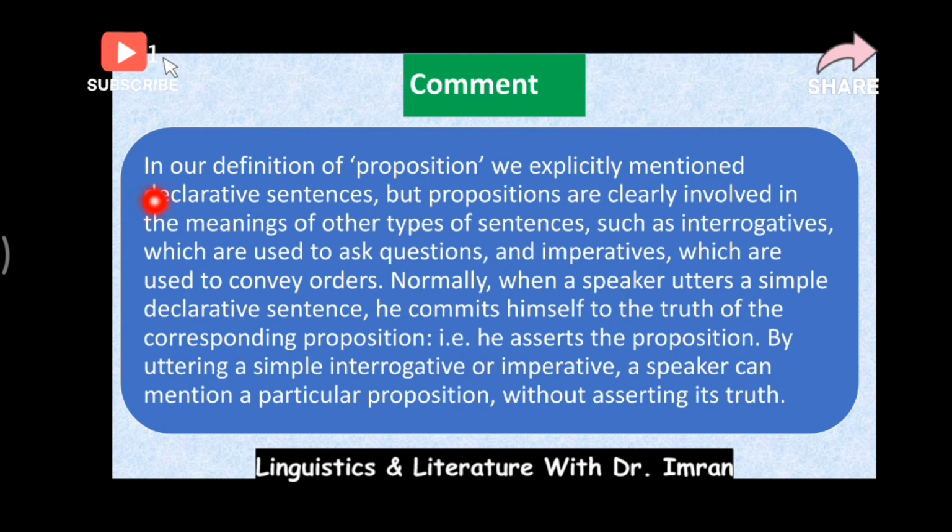Comment. In our definition of proposition, we explicitly mention declarative sentences, right? Only in declarative sentences do we assert that a proposition is true, but propositions are clearly involved in the meaning of other types of sentences, such as interrogative, which are used to ask questions, and imperative, which are used to convey orders. Normally, when a speaker utters a simple declarative sentence, he commits himself to the truth of the corresponding proposition, and he asserts the proposition.